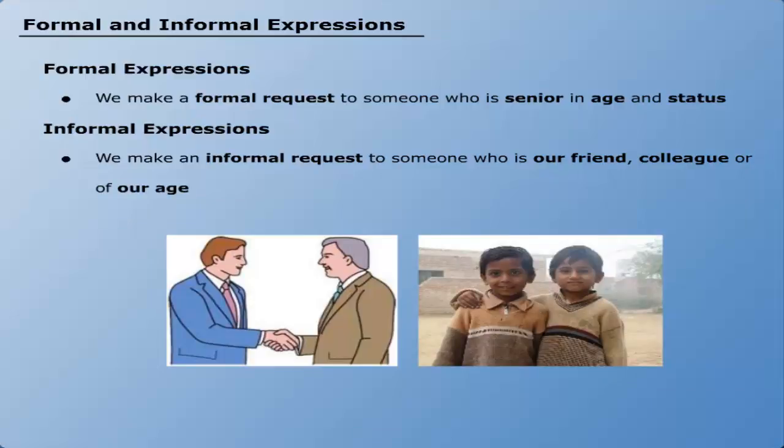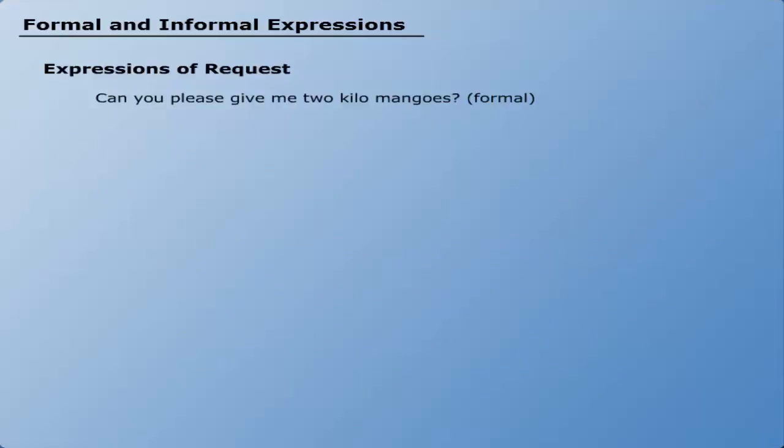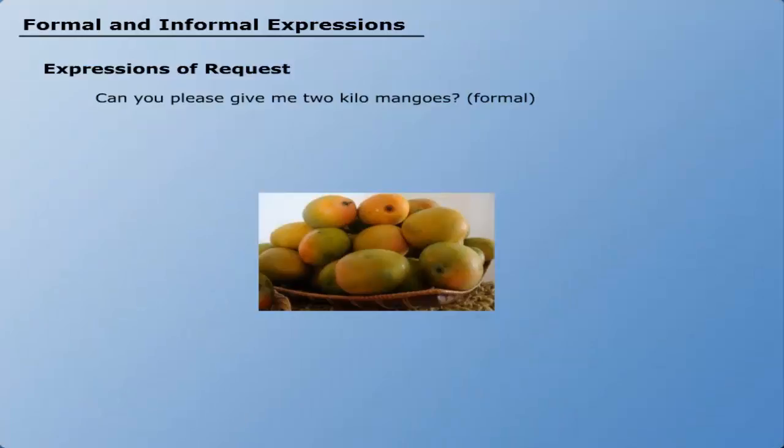We buy things from shopkeepers by using different expressions of request. For example, can you please give me 2 kilo mangoes? Formal. Will you give me 2 kilo mangoes? Informal.